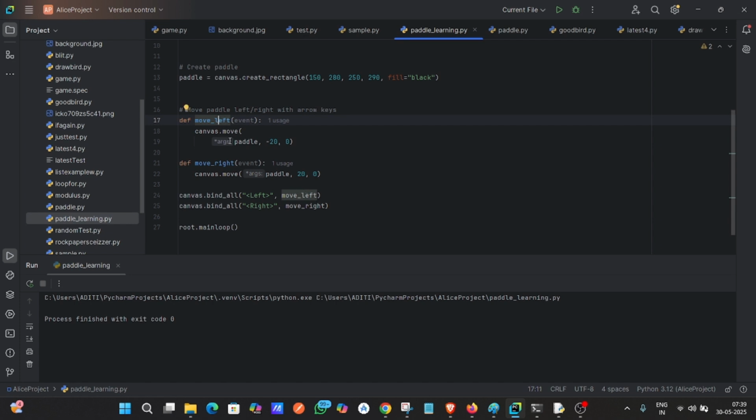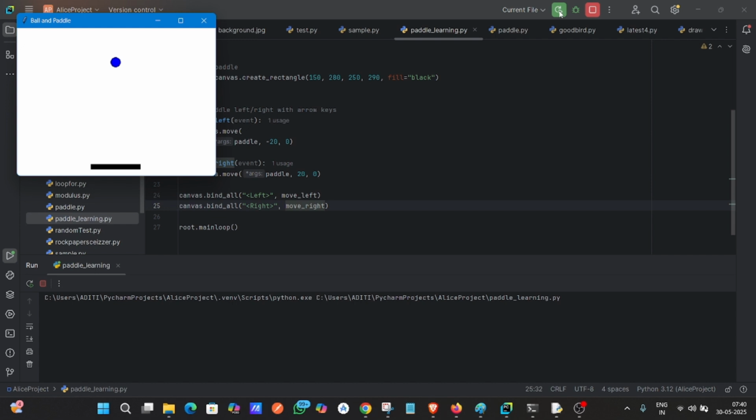This function is saying, hey canvas, move your paddle by minus 20 x, so move the paddle to the left side by 20 x coordinates. Similarly for right, move by 20 x coordinates, the right side, plus x. Now let me run this. Now I'm using arrow keys. See, it is moving with the left arrow, it is moving with the right arrow. Tkinter is such an easy package for beginners. Now you are able to do animation here, so you are able to control your objects inside your screen by the left and right arrow keys.